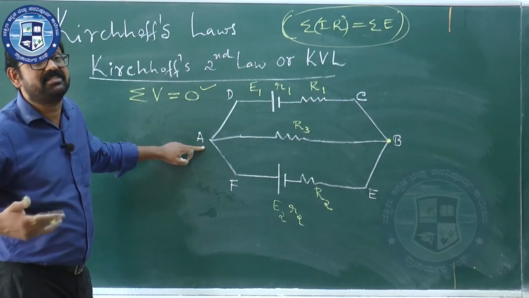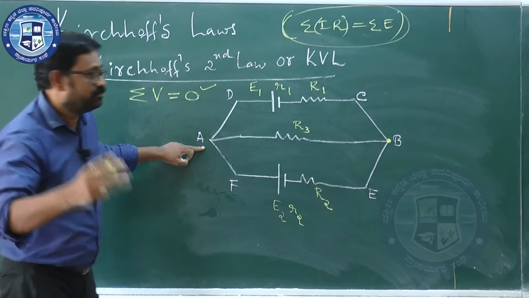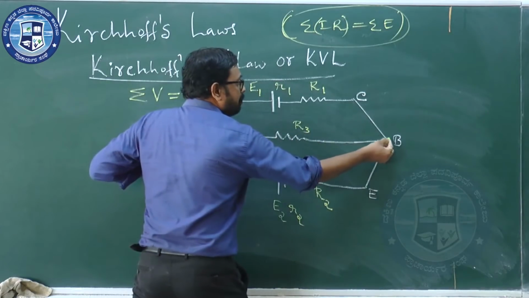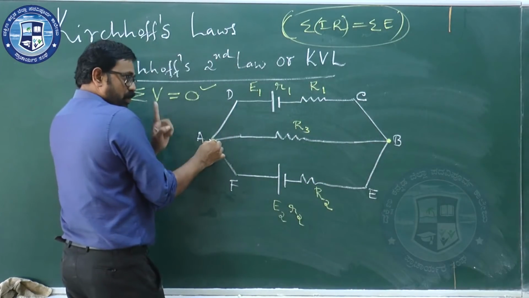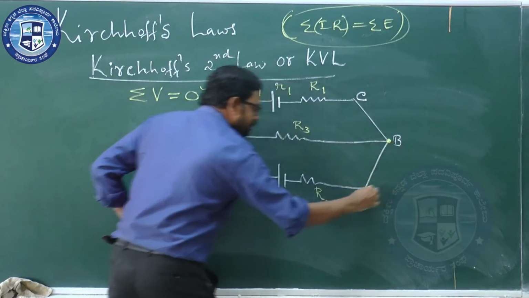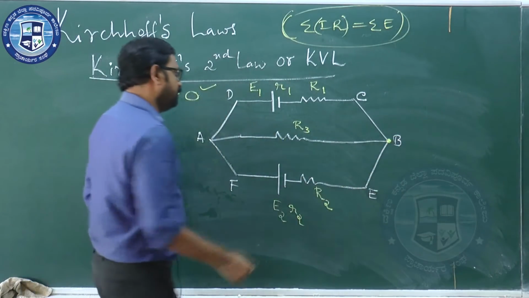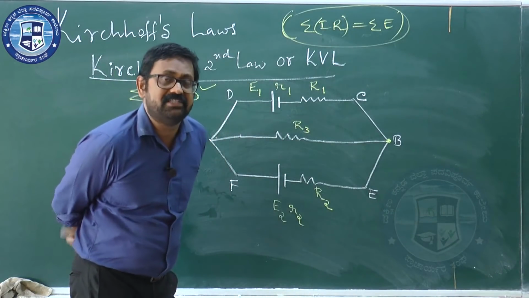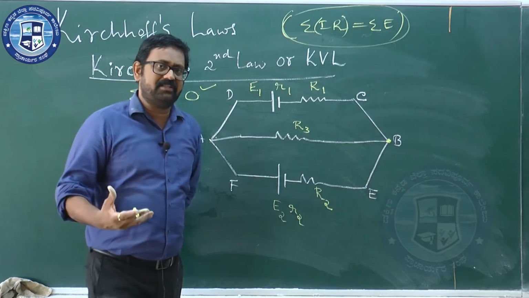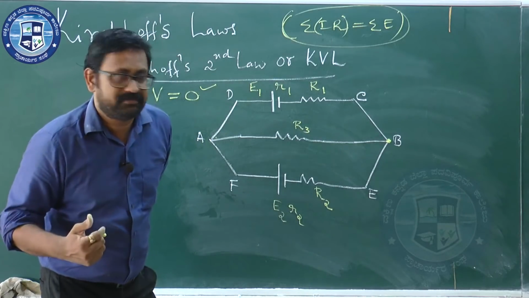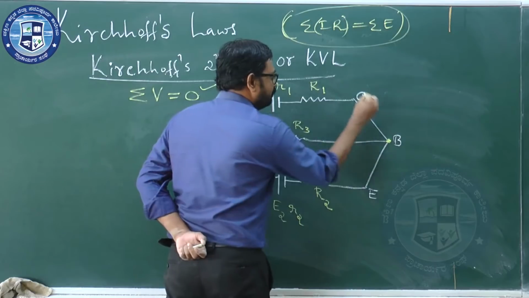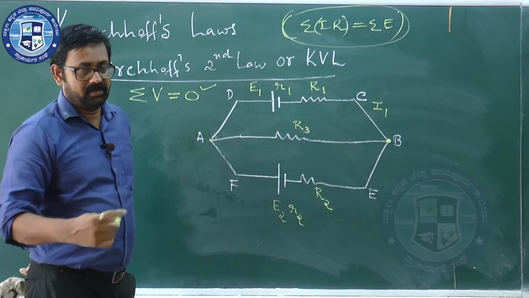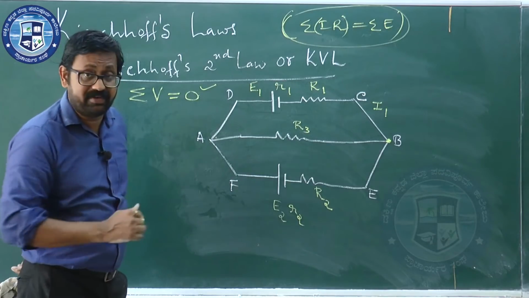Means how many branches are there? Surely 3. If I start from this node, I can reach node A in the path B, C, D, A. One option. Second option, B, E, F, A. Third option, B to A directly. 3 options I have, which gives a clear indication that there are 3 branches. When you have 3 branches, I can expect 3 different currents. Assume that in the first branch, let the current be I1.